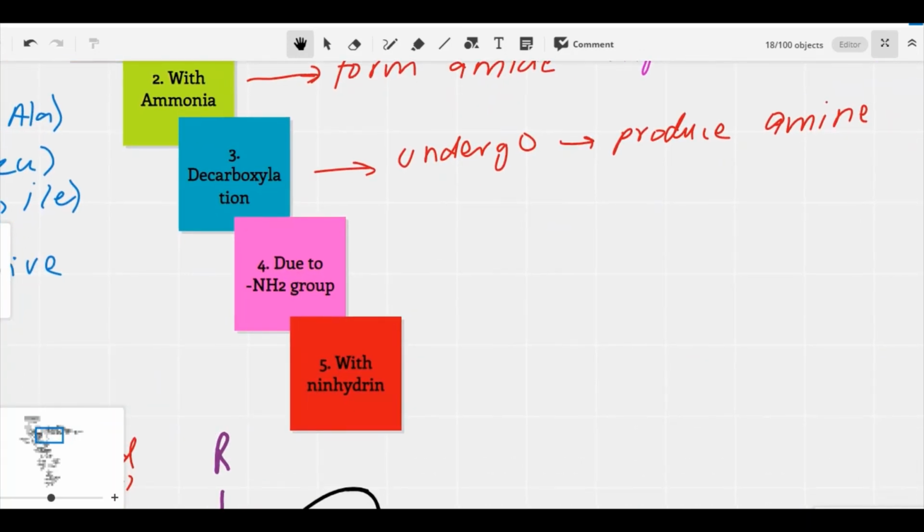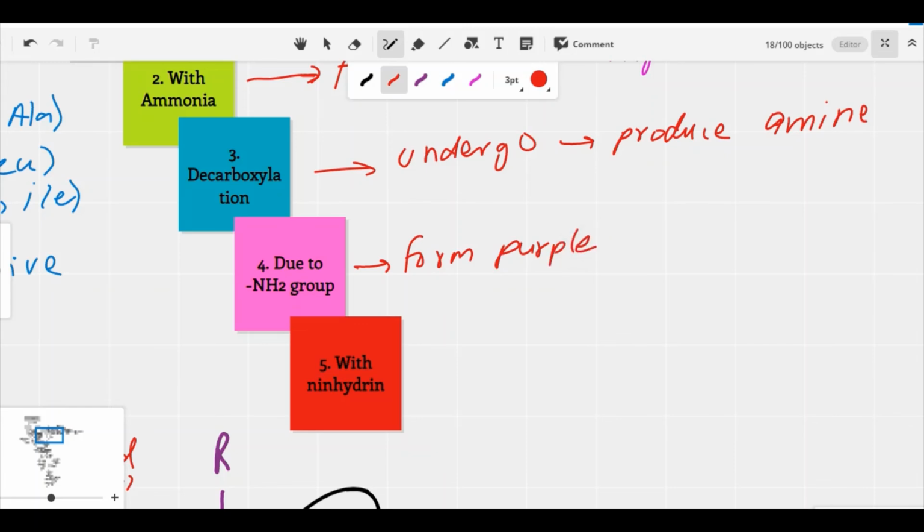And the fourth one is that amino acids react in the ninhydrin reaction. The alpha amino acids react with ninhydrin to form a purple, blue or pink colored complex.